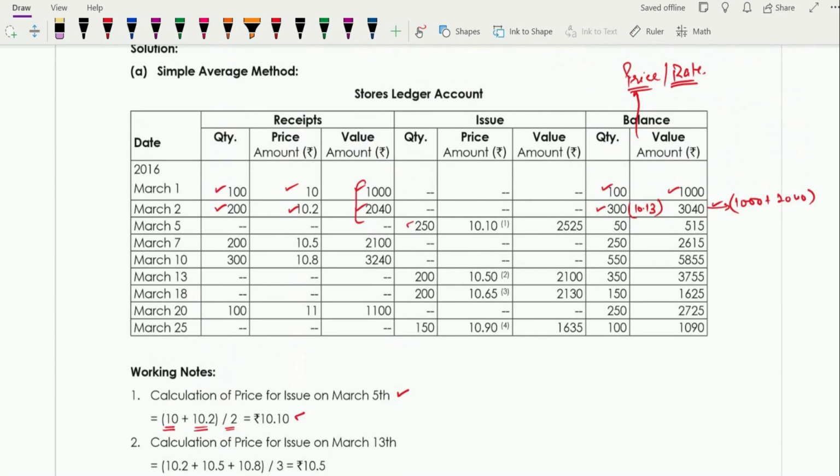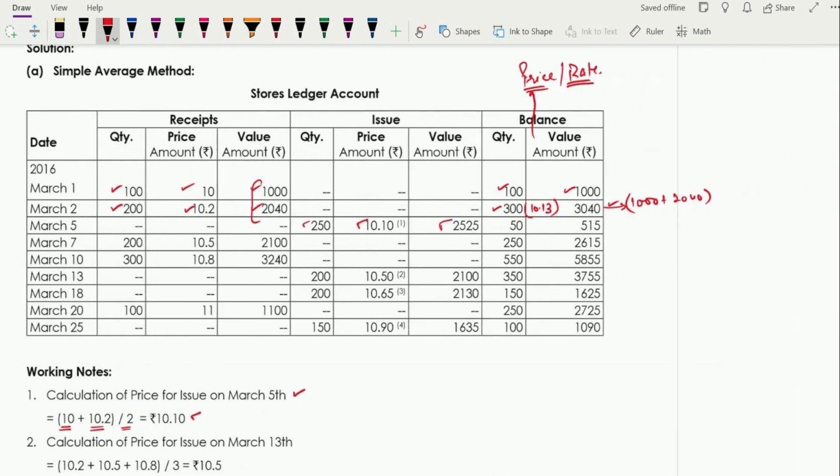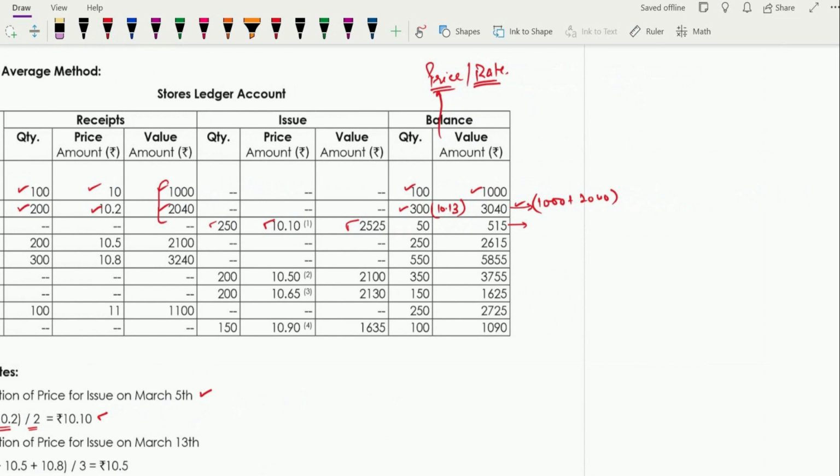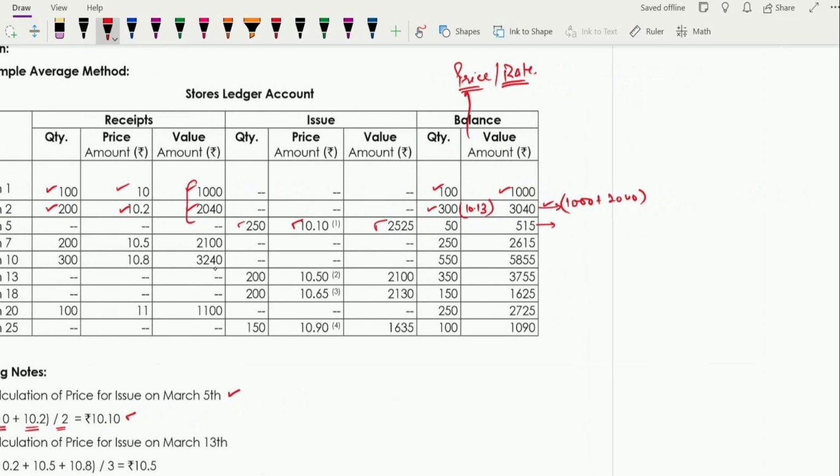So what is the value that is there? 10.10. What is the total value? 250 multiplied by 10.1. That is 2525. Now what is the value left? This value 550. Now 50 units are left. One thing is clear. Out of these 300 units, you have issued 250 units, and what is left? 50 is left. And how is this value calculated? That is 3040 minus 2525. Clear? 515 is the value. So if you talk about rate, 515 divided by 50, that will be 10.3. The price here will be 10.3.